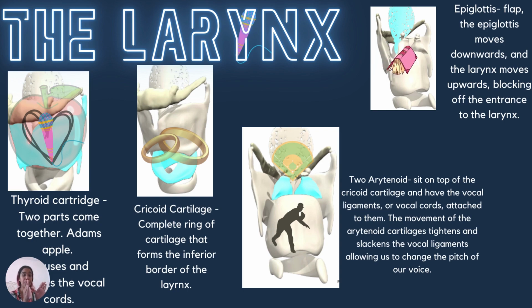The two arytenoids, the only ones with two. Everything else has one. Anytime you see the two, they're forming this diamond, right? And you think of a pitcher, okay? Because this actually helps us change the pitch of our voice. It sits on top of the cricoid, and it has the vocal ligaments or vocal cords attached to them. The movement of this tightens and slackens, and that's what changes the pitch of your voice. Then we have the epiglottis, which is the flap. It moves up and down, and the larynx moves upwards, therefore blocking off the entrance, right?